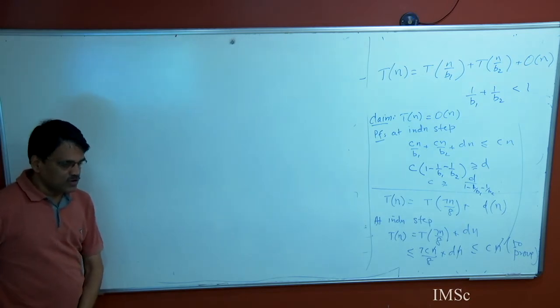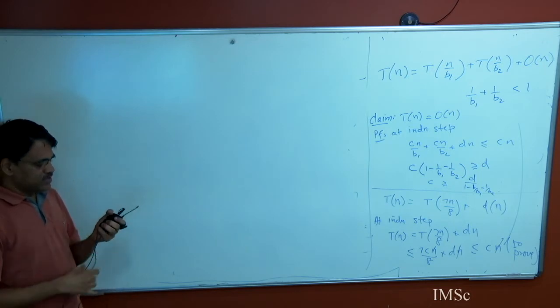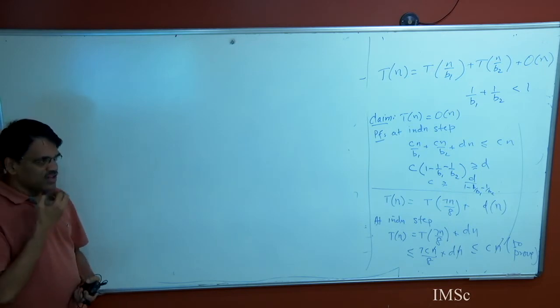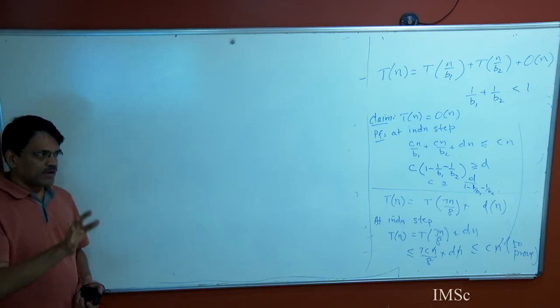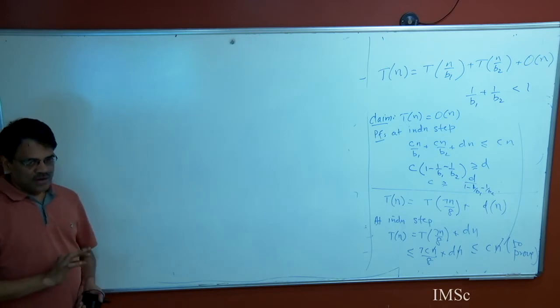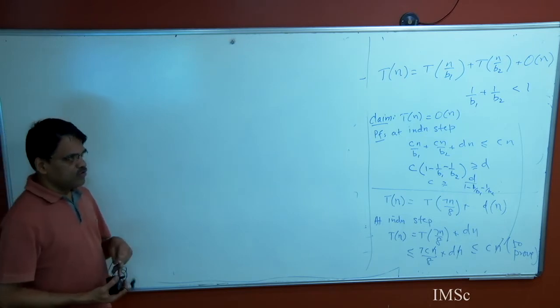So next time what I want to talk about is multiplying two numbers. N-digit numbers, I told you how to do it in n power log 3, but we can set it up as a polynomial multiplication problem, and we'll see how we can do it in n log n using Fourier transforms.